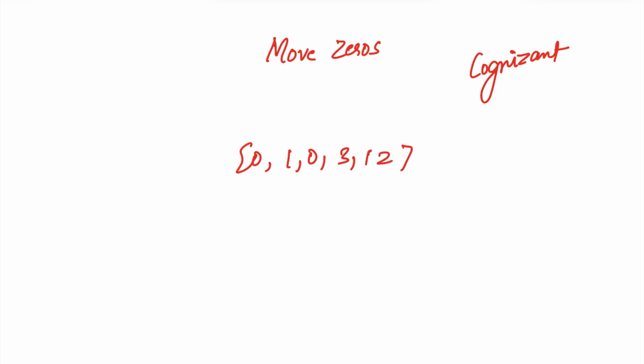So this coding problem came with Cognizant, right? And what this problem says is that we need to move the zeros. So let's see an example. If we have an example like 0, 1, 0, 3 and 12, the output should look like 1, 3, 12, 0 and 0. So we are going to move the zeros to the end.